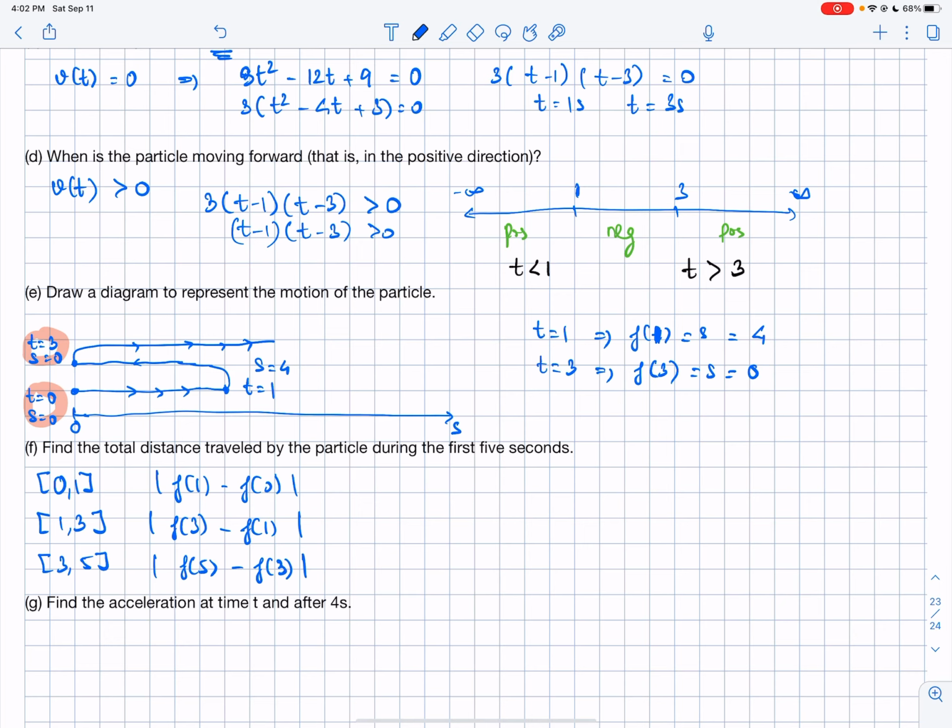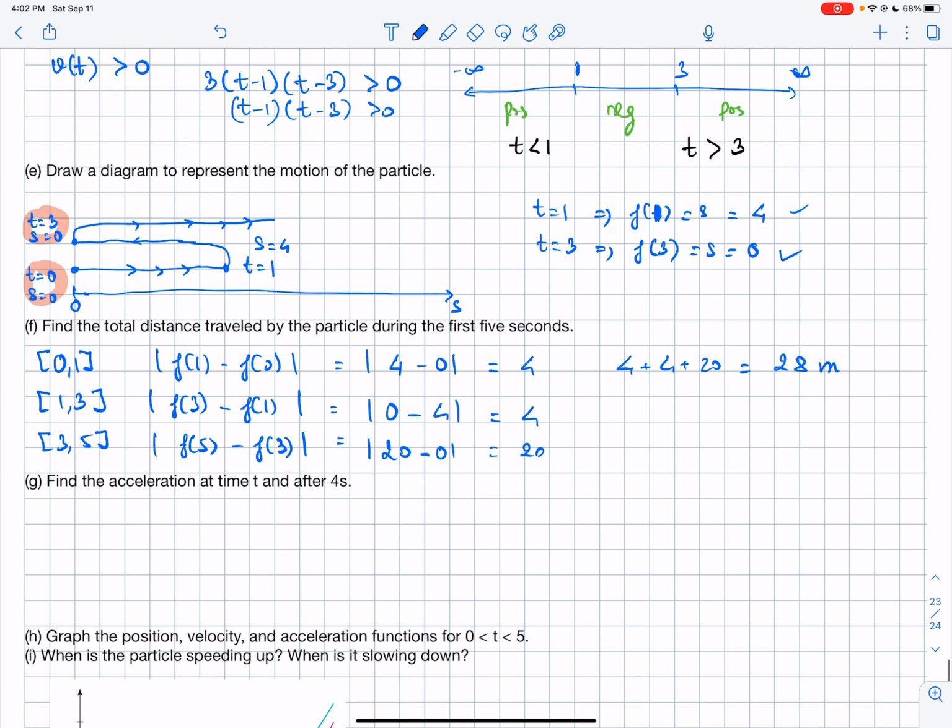So what you need to do is just plug those numbers into the function, but I already have that before. So f of 0 is 0, f of 3 is 0, f of 1 is 4, f of 5, when you put 5 into the function, you get 20, and f of 3 is 0. So you get 4, 4, and 20. That means you add 4, 4, and 20. So the total distance is 28 meters.